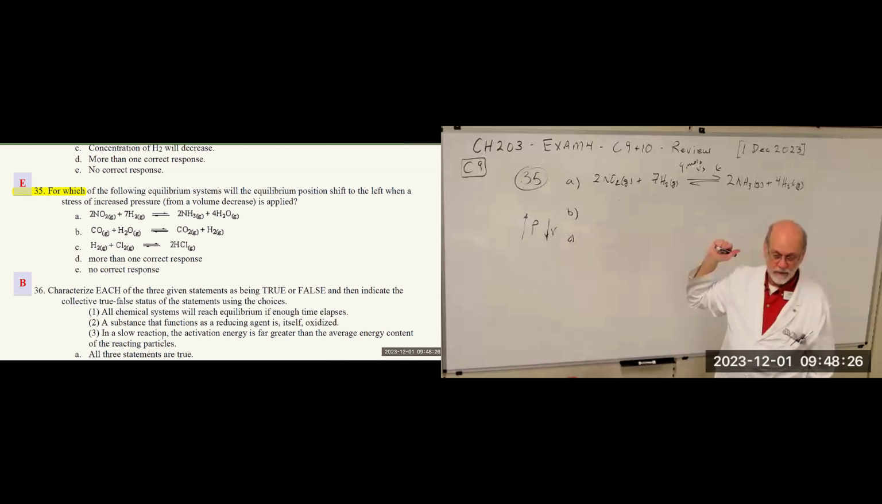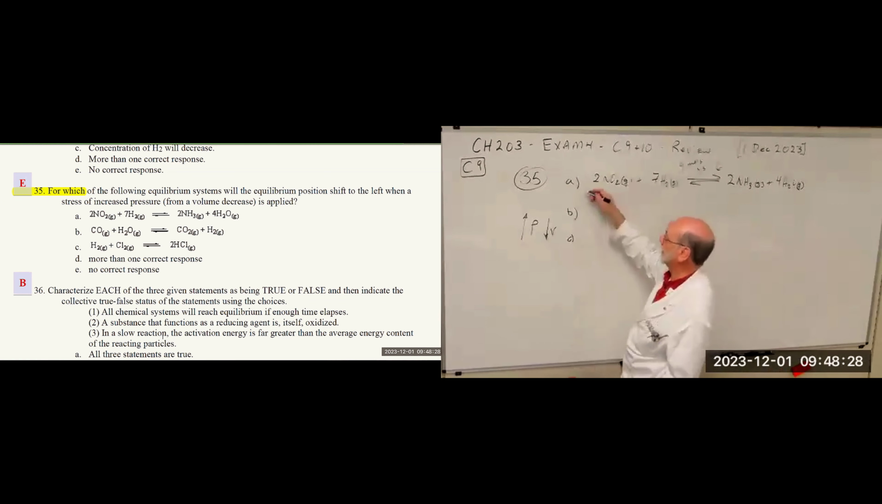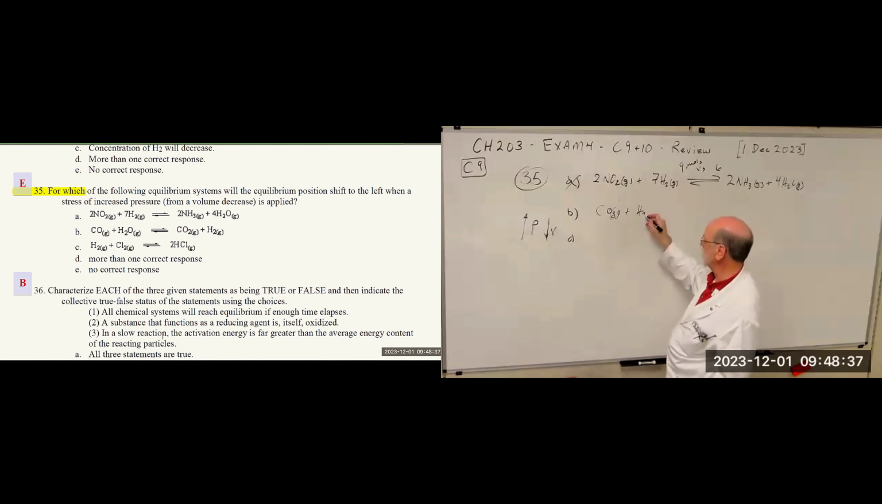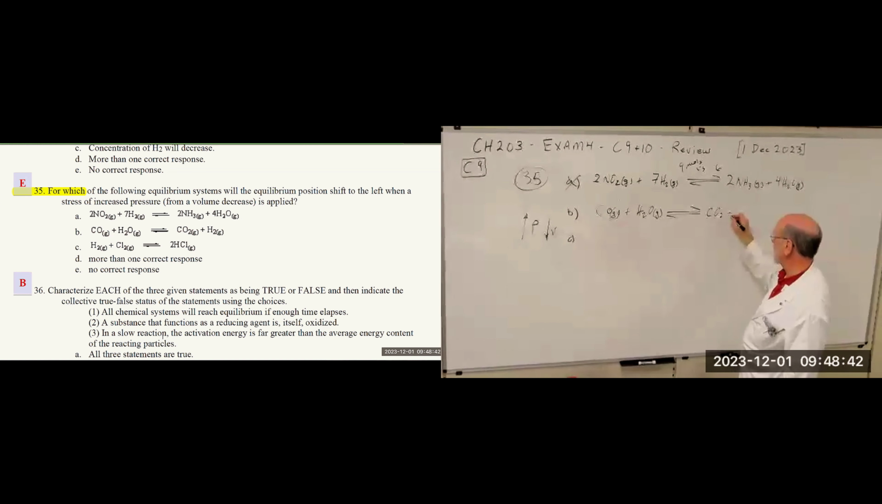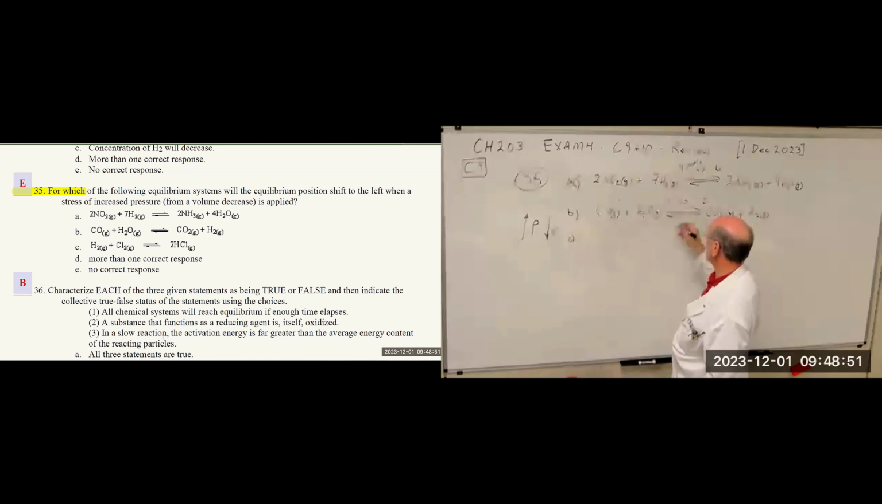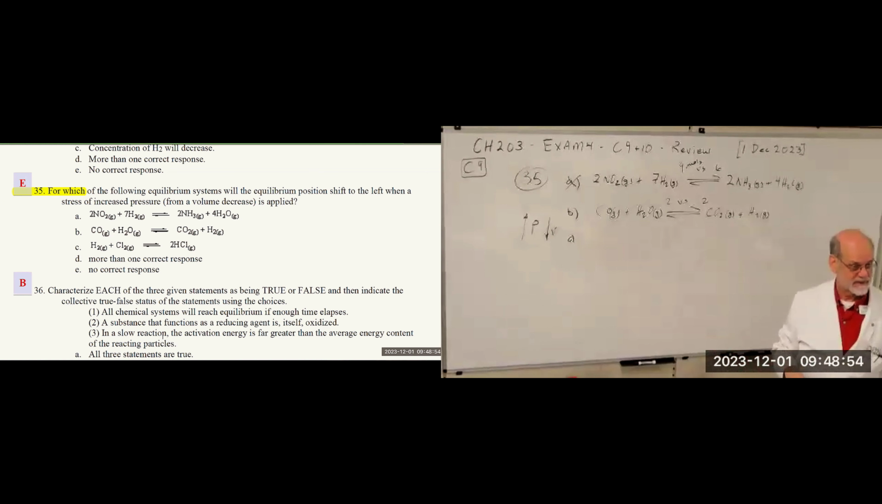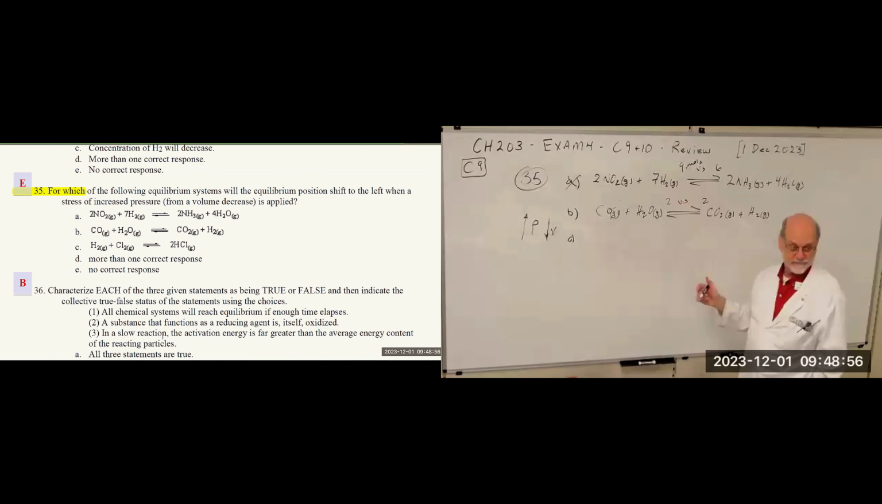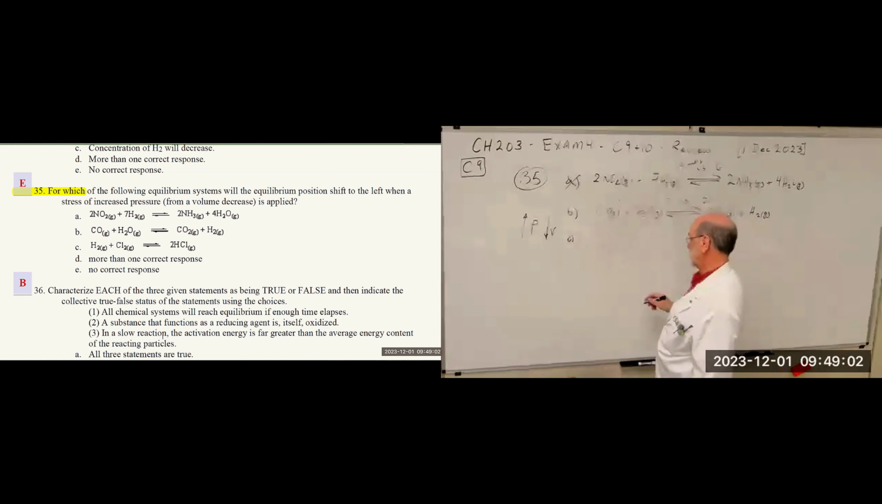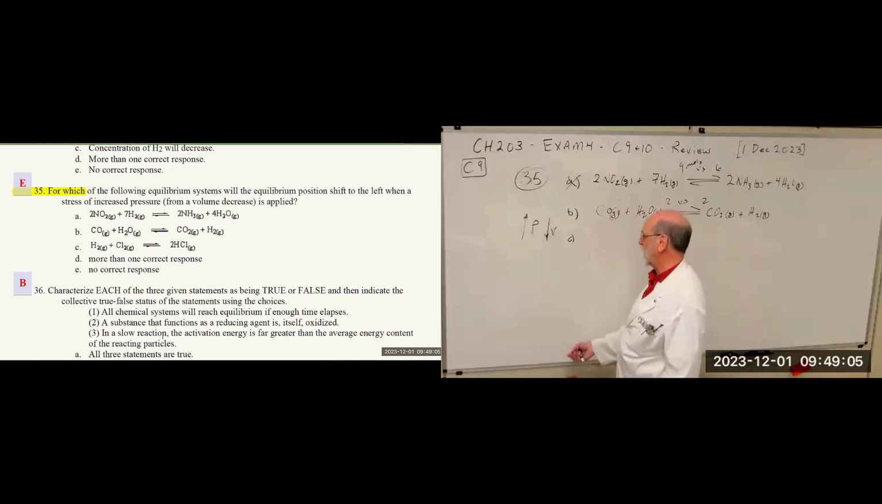And we're looking for the one that shifts to the left, right? So this one can't be it. How about the next one? CO gas plus H2O gas yields CO2 gas plus H2 gas. Okay, 1, 2, 1, 2, 2 versus 2. This one's not going to shift at all. There's no difference, right? You can increase the pressure all the way to infinity and nothing will happen. Well, no shift will happen, let me put it that way.